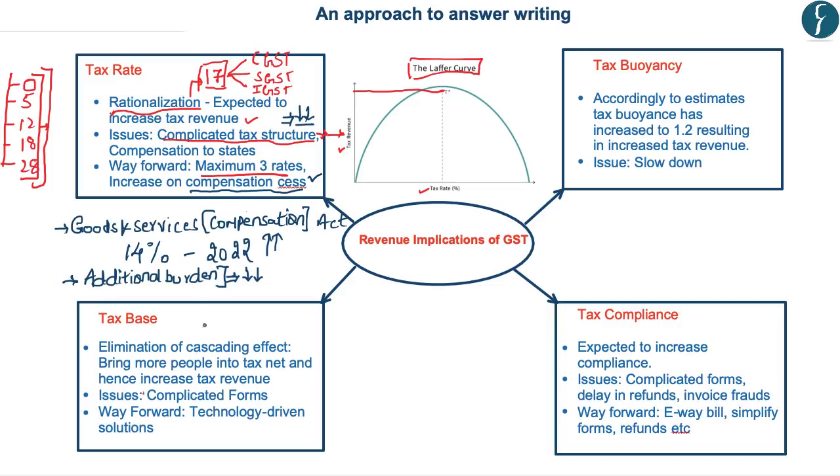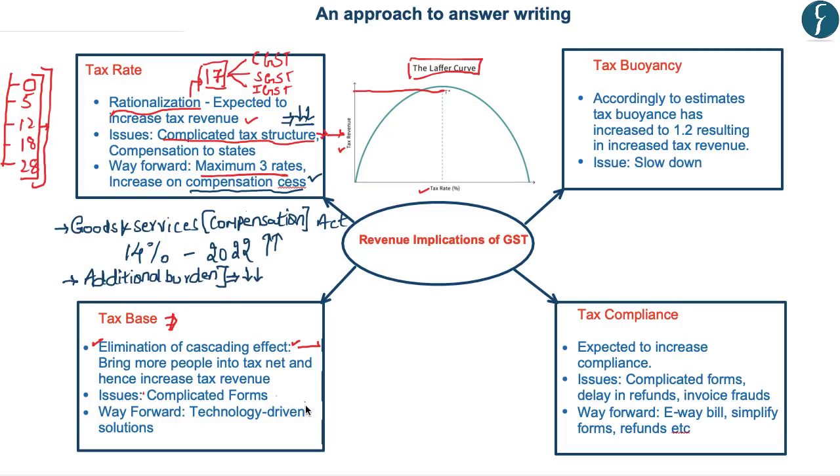Now, coming to tax base, the introduction of GST was expected to bring more people into the tax net as a result of elimination of the cascading effect by incentivizing through an input credit mechanism. However, given a number of compliance issues, including the complicated forms, coming under the GST net is not seen as beneficial by a lot of people and therefore has not resulted in increasing tax revenue.